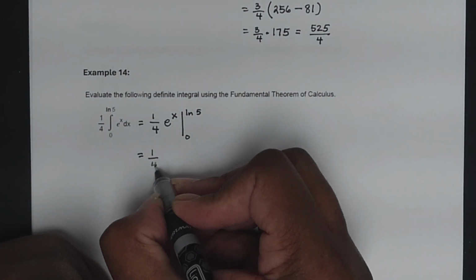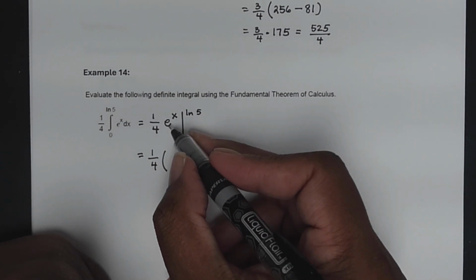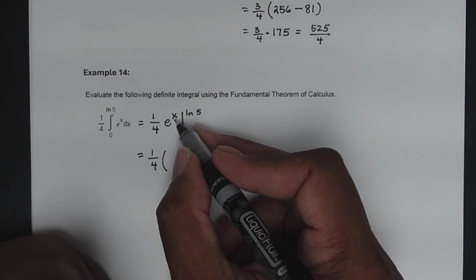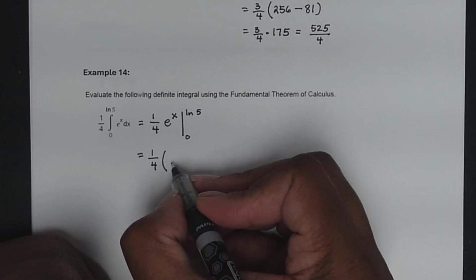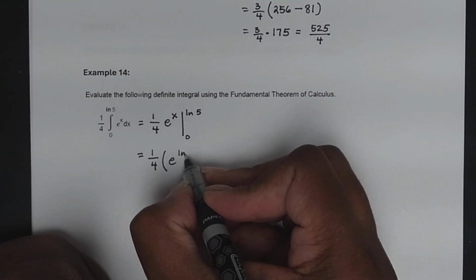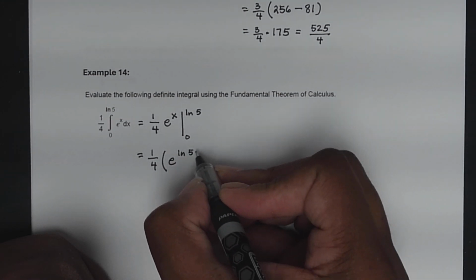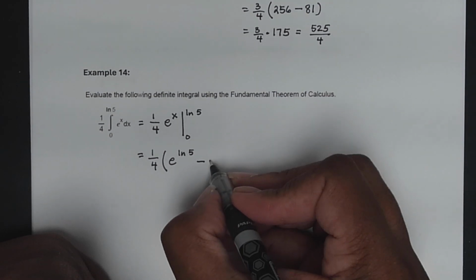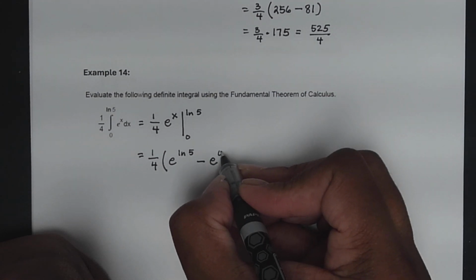So now I got 1/4. Now, the upper limit is ln of 5, so I'll replace the x with ln of 5. So this will be e to the natural log of 5 minus the lower limit, which is 0, so it'll be e to the 0.